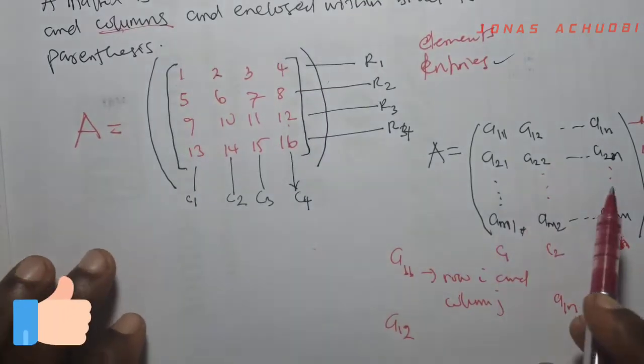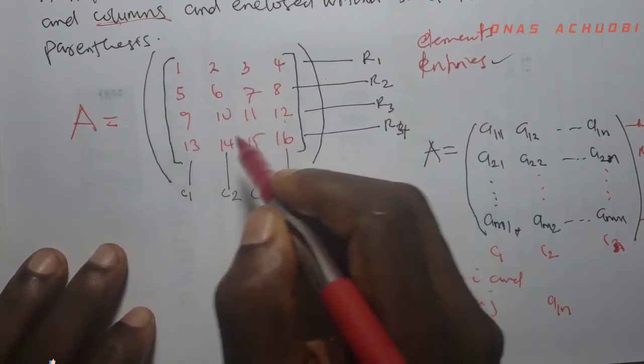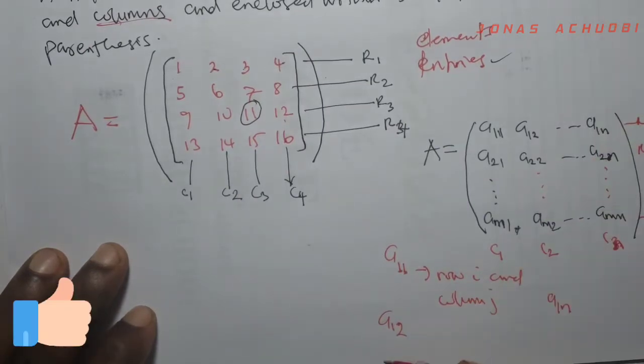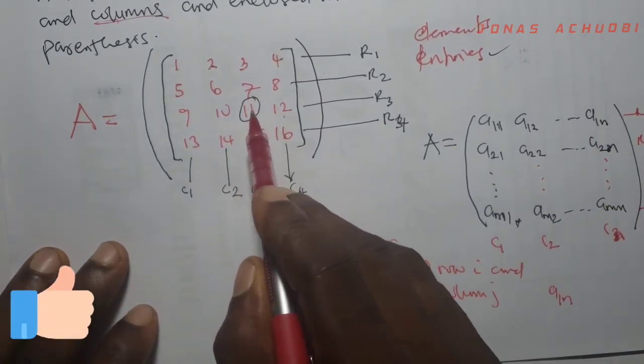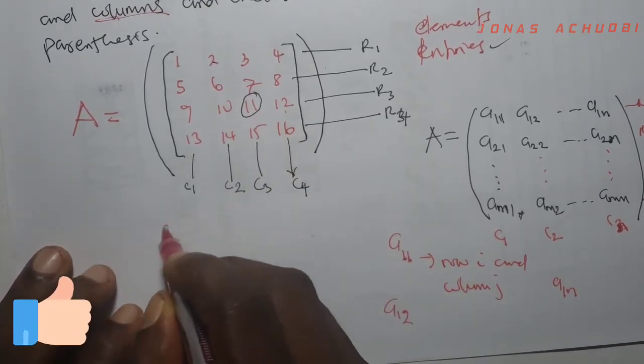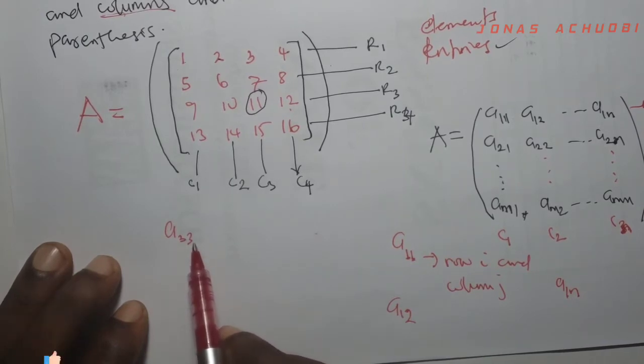So if we relate the notation to what we have for our first matrix A, this entry here, 11, would be what in terms of notation? Let's see, this entry is in row 3 and column 3. So that entry would be a33, the entry in row 3 and column 3.